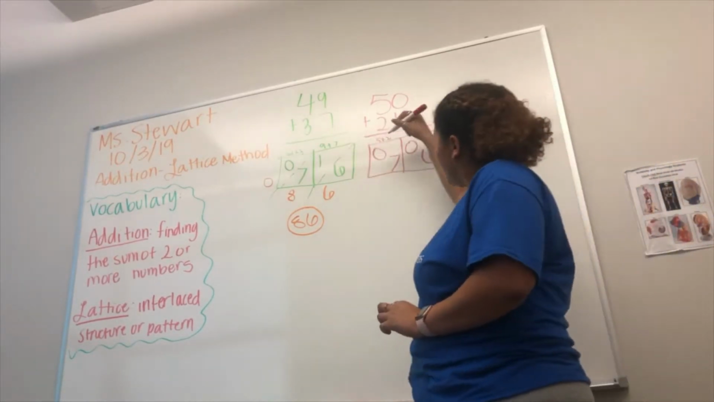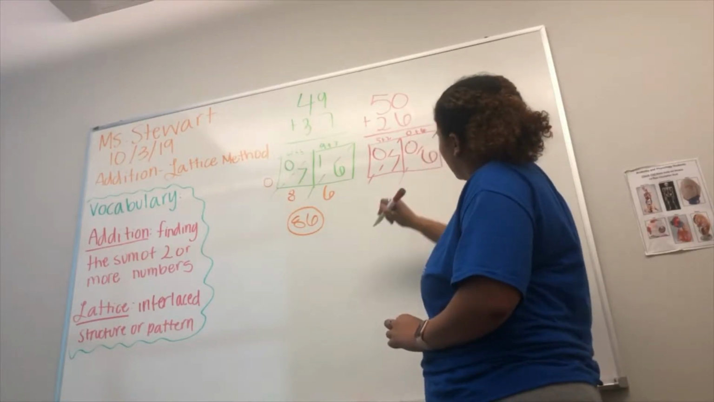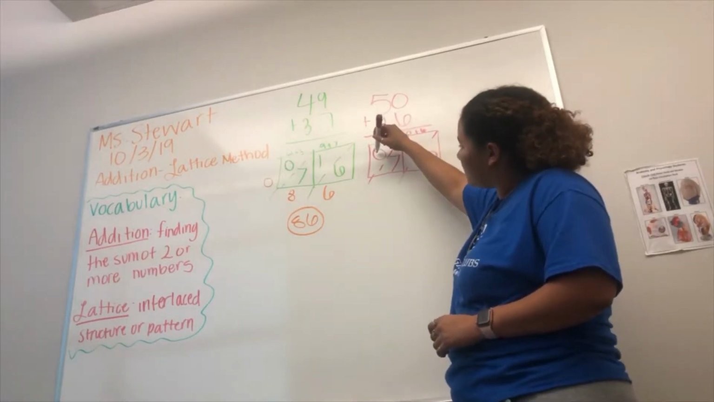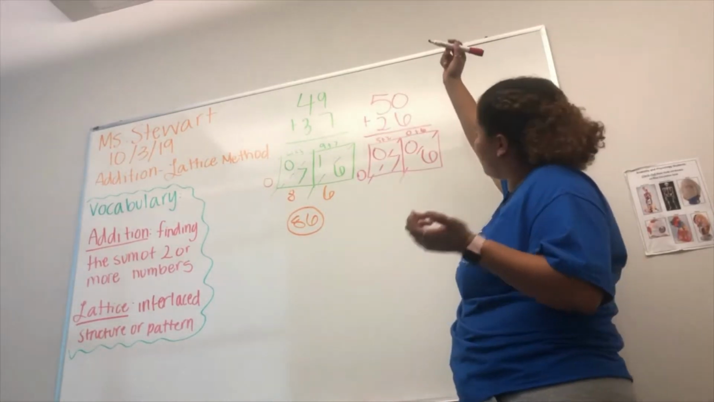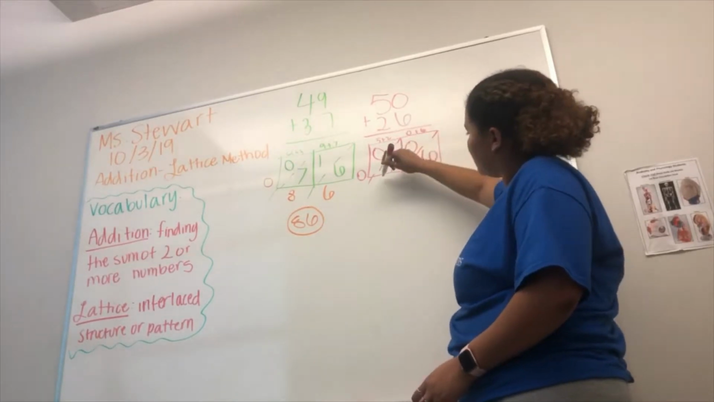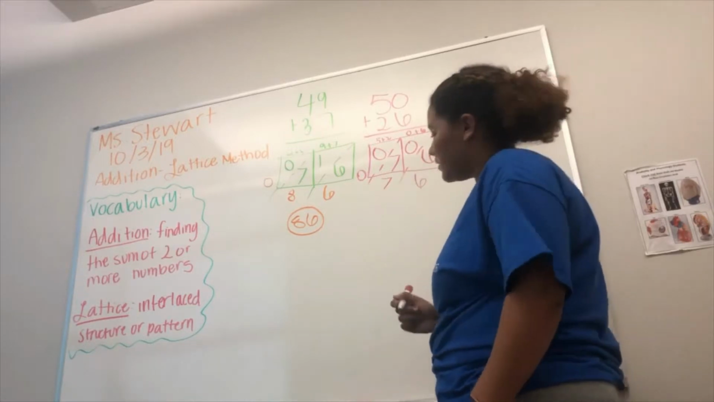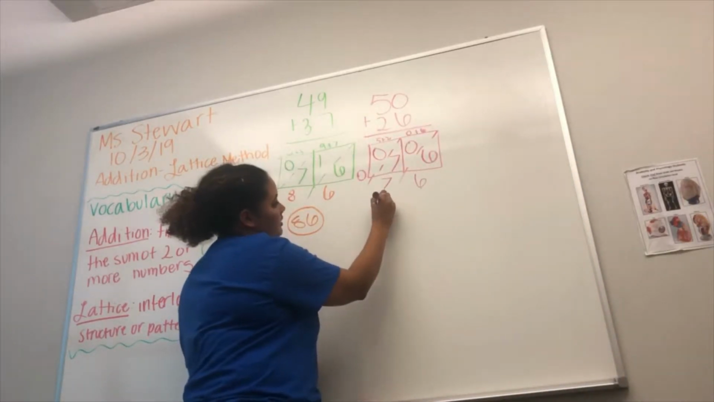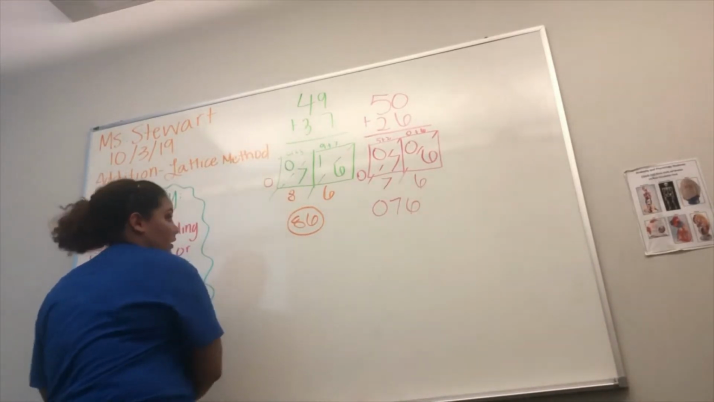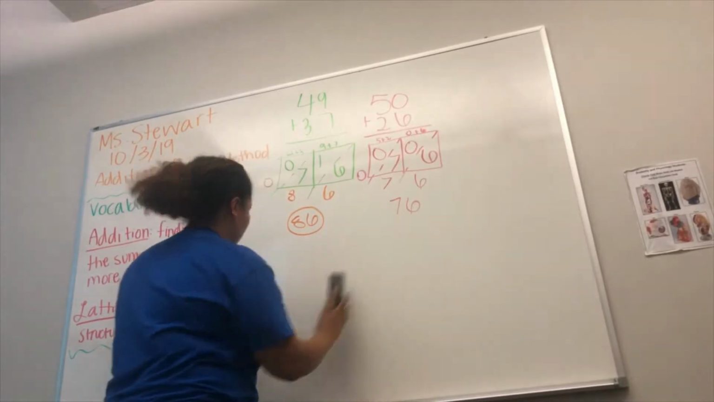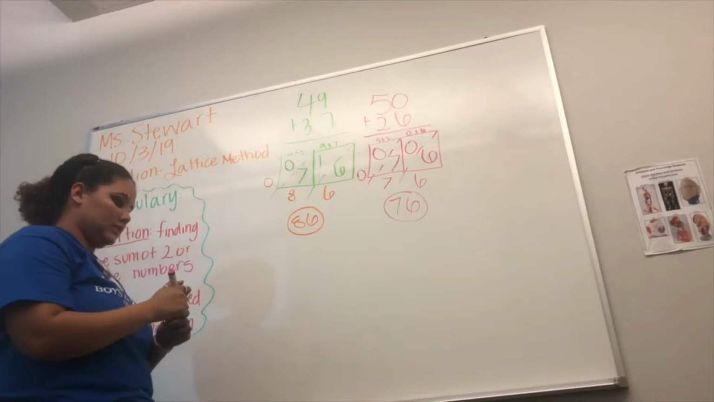So then we're going to draw our diagonals right down the middle of both squares. Okay, so we have 0 plus 0 is 0 plus nothing is 0. 7 plus 0 is 7. And then 6 plus nothing is 6. So we have 0, 7, 6. And again, we have a 0 in the front, so we don't actually have to have the 0 right there. There we go. That one's 76.